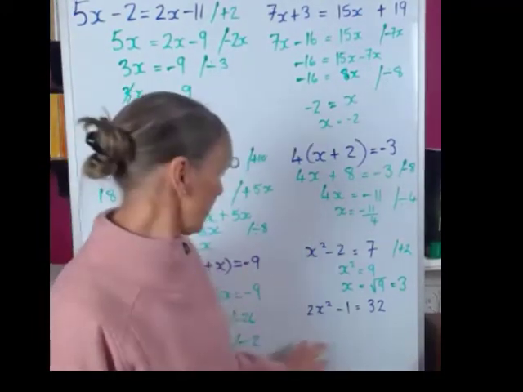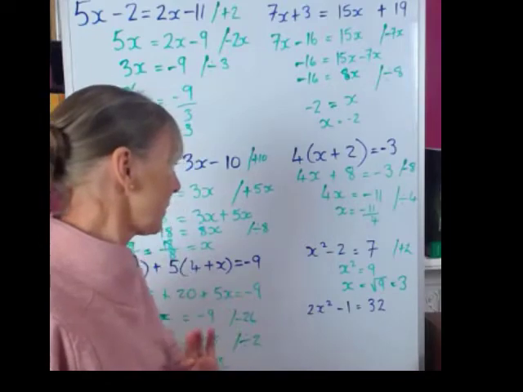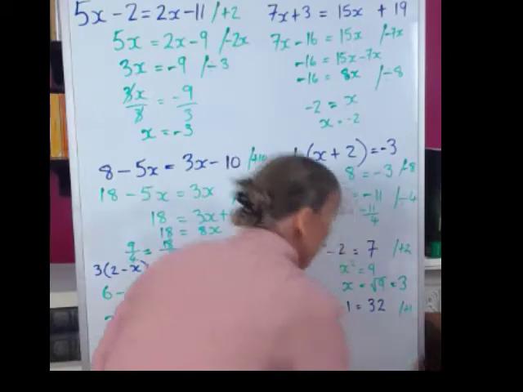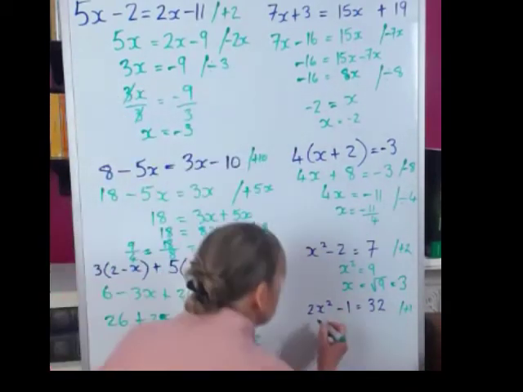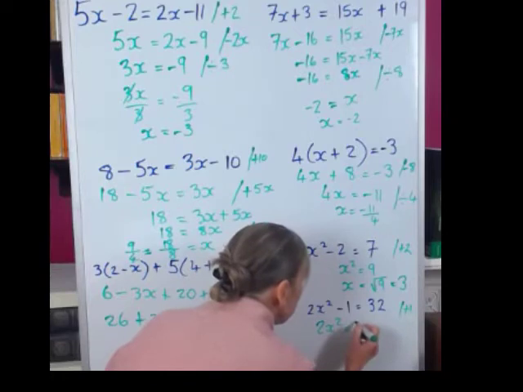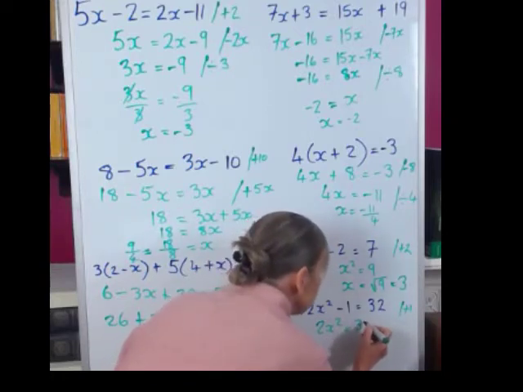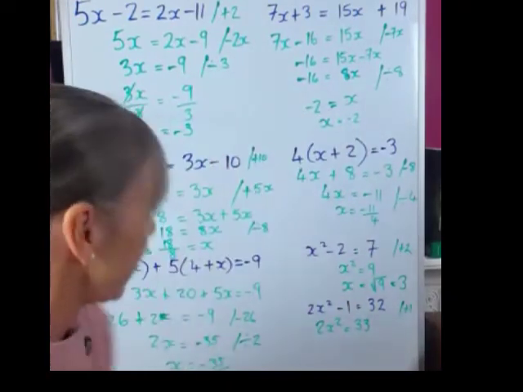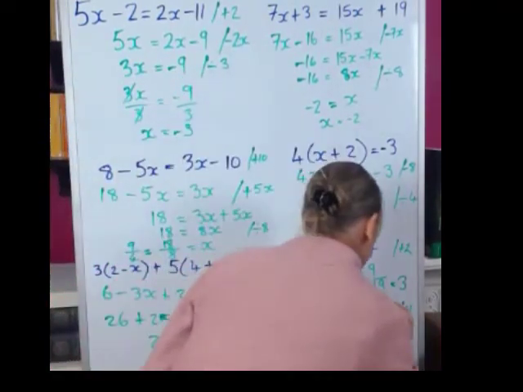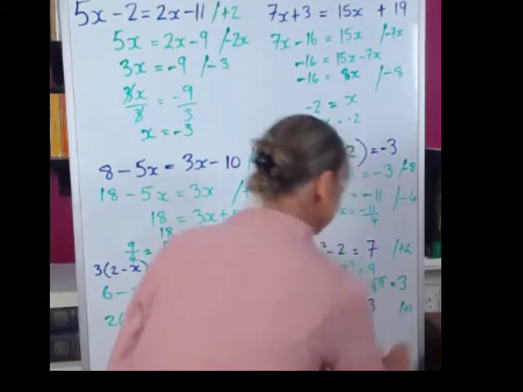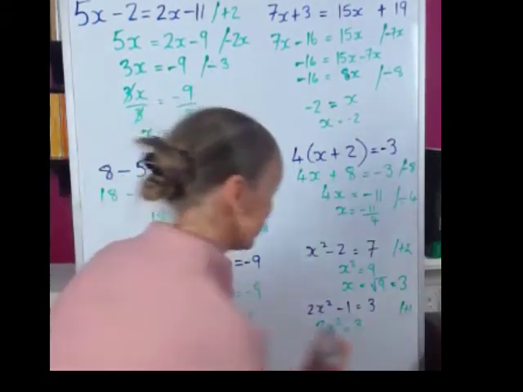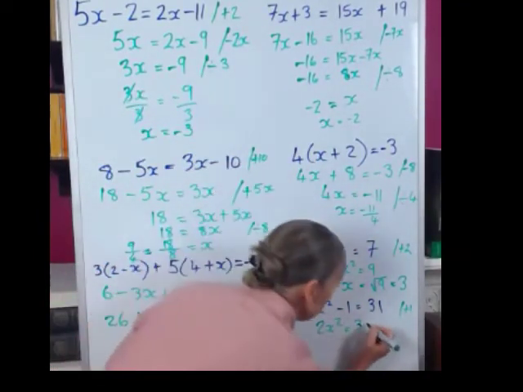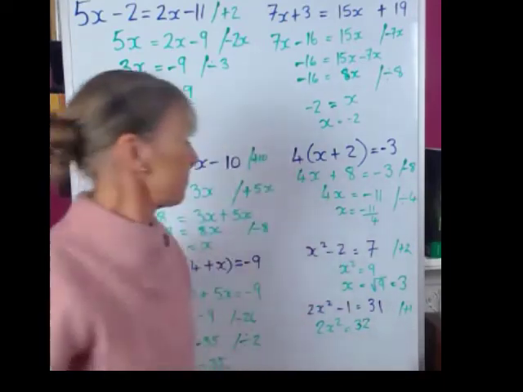And the last one, we've got 2x squared minus 1 equals 32. Let's move the 1 over to the other side, which means adding 1 to both sides. So that leaves us with 2x squared equals 33. I don't think I meant to do that. I think I meant to make that 31, so that it's a nice even number. So we move the 1 to the other side and we get 32.